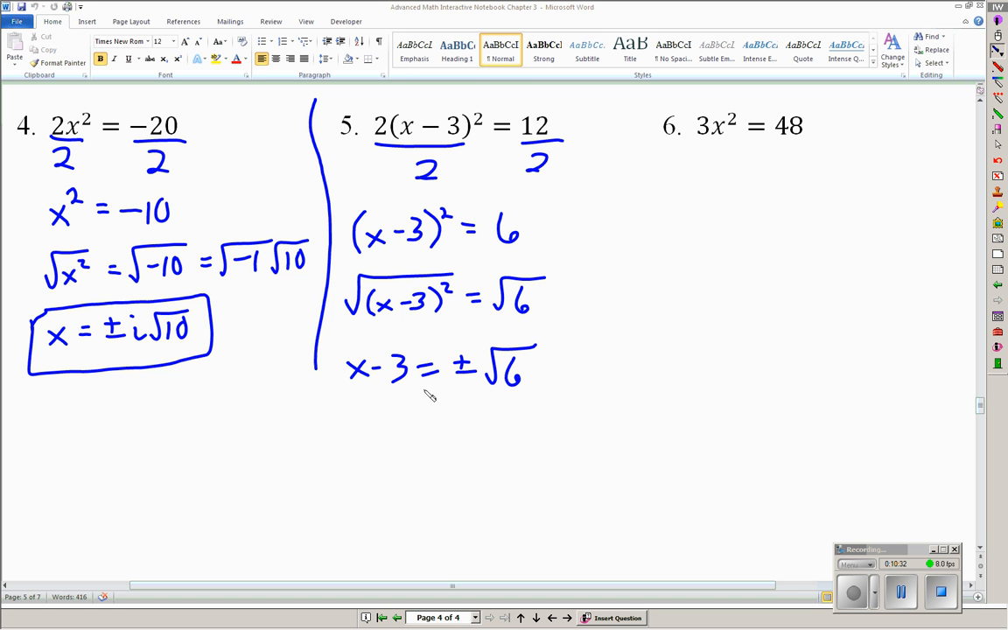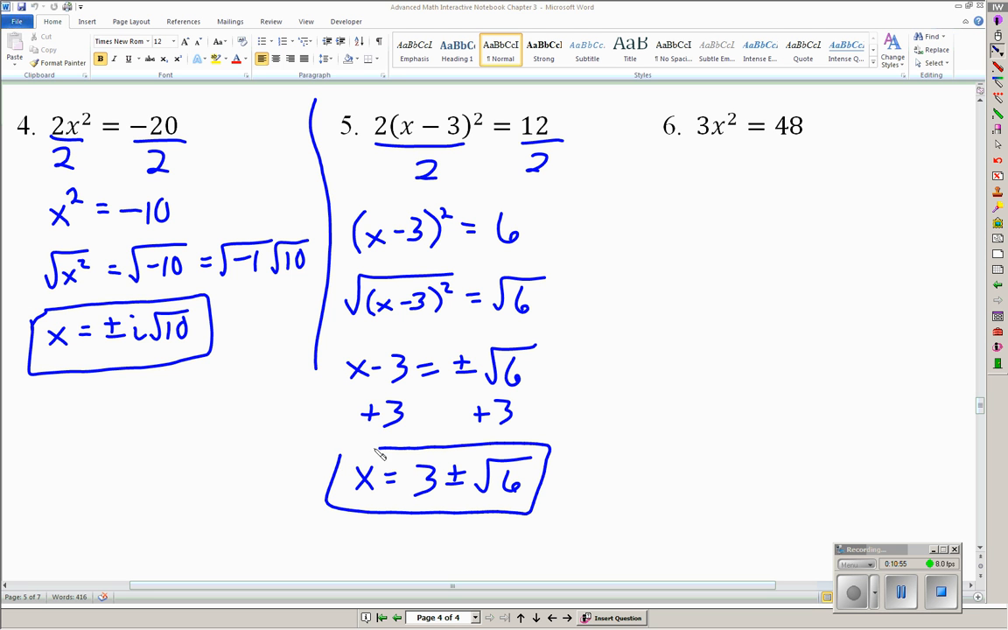Now don't stop here. It's easy to say, hey, I'm done, but you're not. You still have a 3 over here with x, and it needs added to both sides. x equals, instead of saying plus or minus square root of 6 plus 3, just put the 3 in front. It is a positive 3, plus or minus the square root of 6. So 3 plus the square root of 6 is a solution, and 3 minus the square root of 6 is a solution.